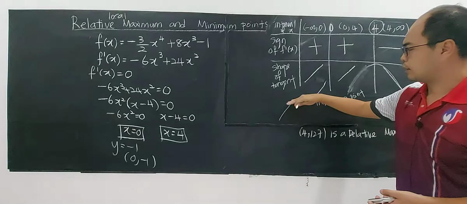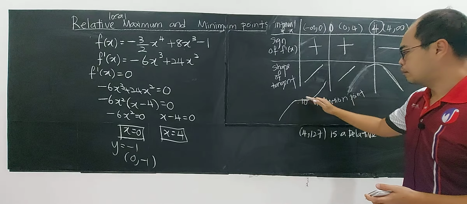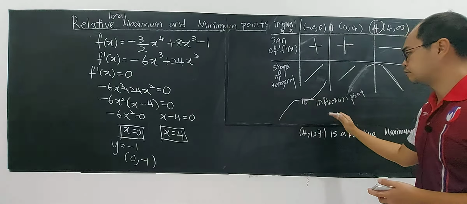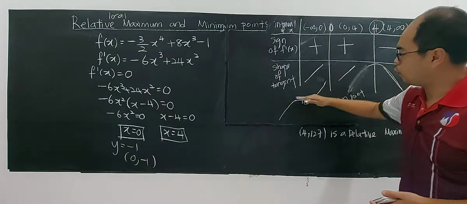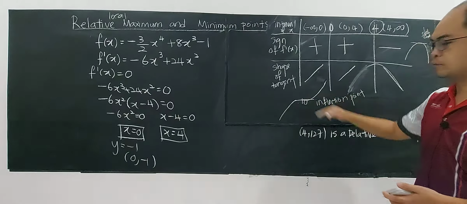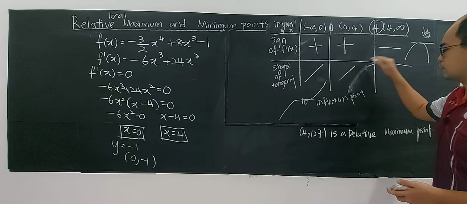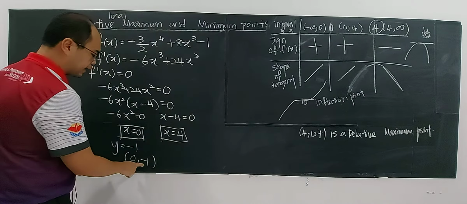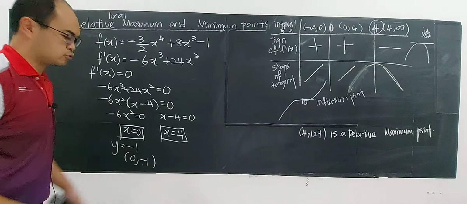Titik lengkuk balas, where it never turns. It's not a turning point. They never go up or go down. It's not a maximum or minimum. It's an inflection point. So this is the graph. This means that (0, -1) is not an extremum point.